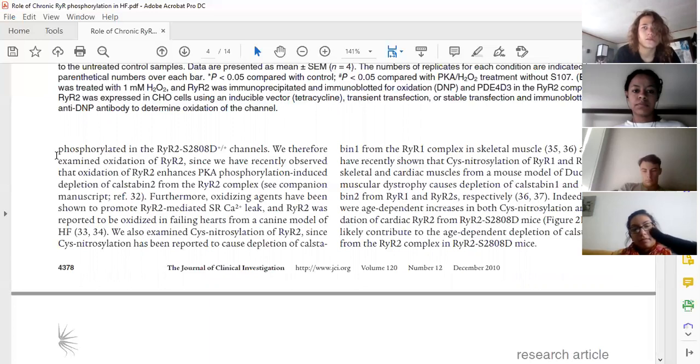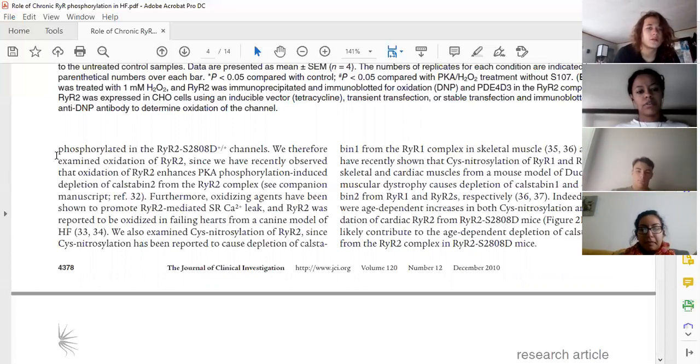All right, go ahead. We therefore examined the oxidation of ryanodine-2, since we have recently observed that oxidation of ryanodine enhances PKA phosphorylation-induced depletion of calstabin-2 from the ryanodine complex. Furthermore, oxidizing agents have been shown to promote ryanodine-mediated sarcolemmal calcium leak, and ryanodine-2 was reported to be oxidized in failing hearts from the canine model of HF. Go ahead, keep going.